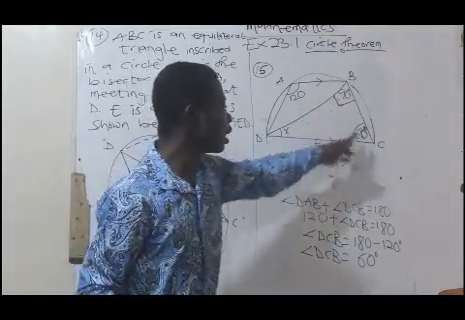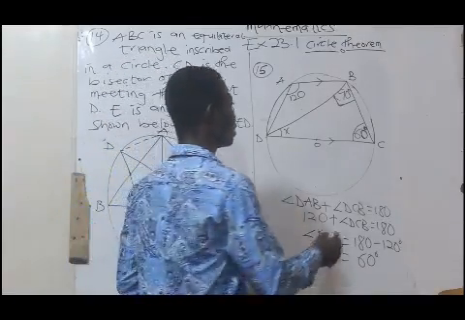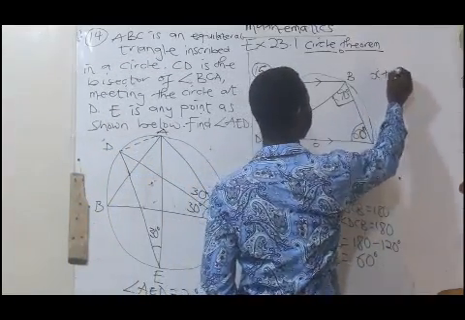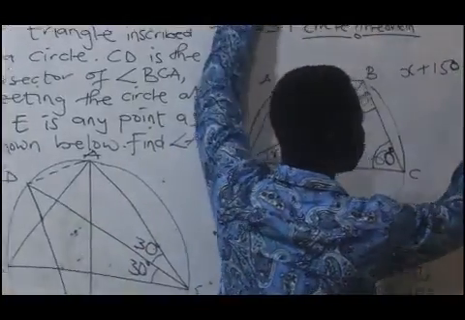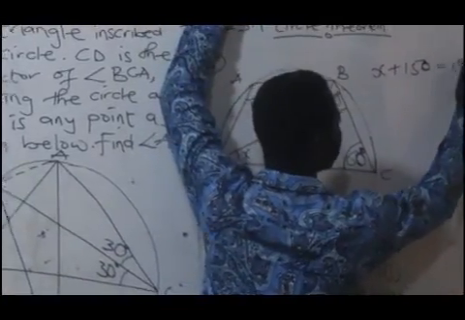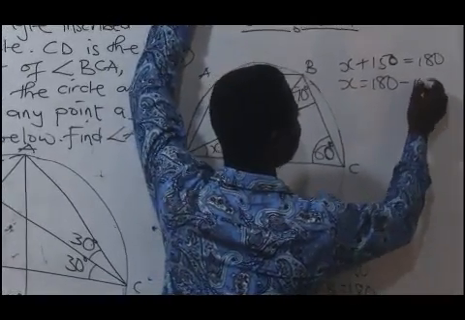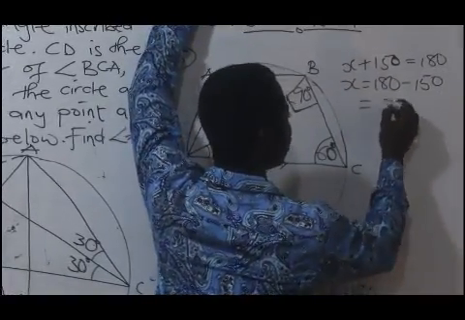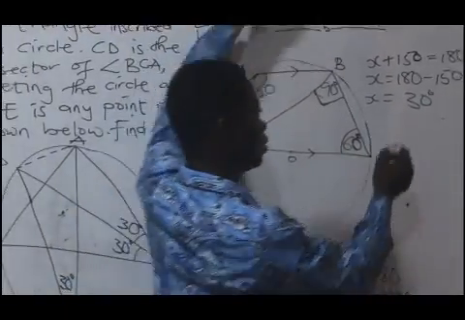So 90 plus 60 simply gives us 150 degrees. So we know that x plus 150 degrees gives us 180 degrees. So we have x equals 180 minus 150, which gives us 30 degrees. So x is 30 degrees.